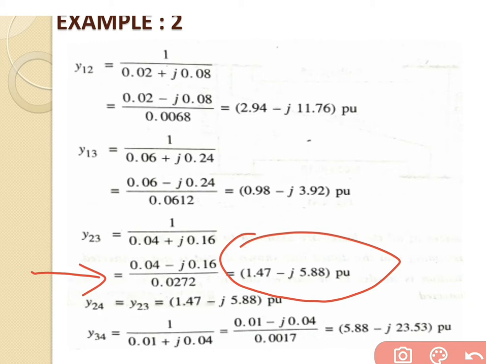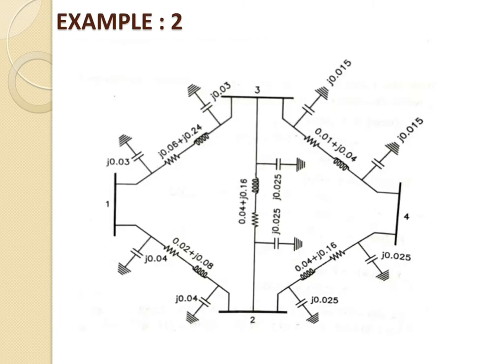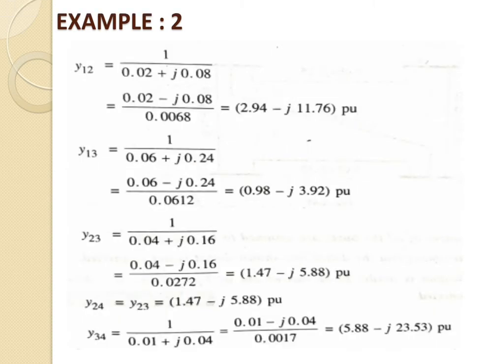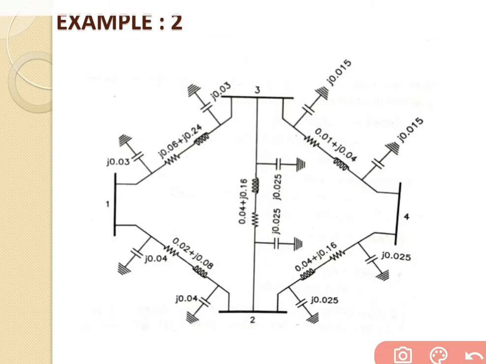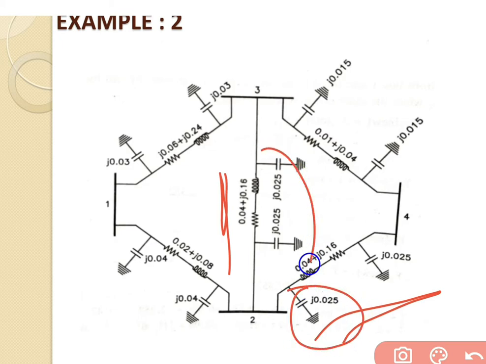Then after we will go for y24 is equal to y23. y24 is written over here, and the next one is y24 and y23. So y23 and y24 both have the same parameters: the same value of impedance, and the same value of shunt admittance, 0.025, on both sides.